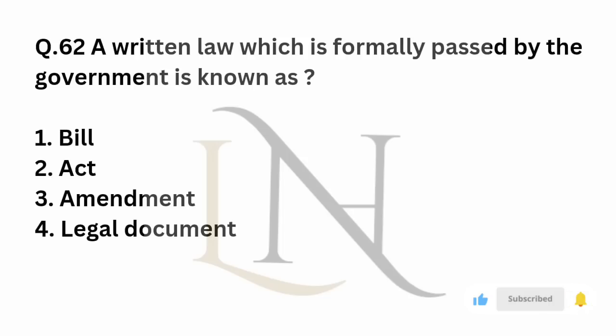Written law which is formally passed by the government is known as option 1, bill. Option 2, act. Option 3, amendment. Option 4, legal document. Answer is option 1, bill is a written law formally passed by the government. Move to next MCQ.